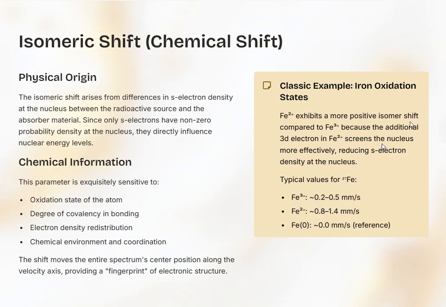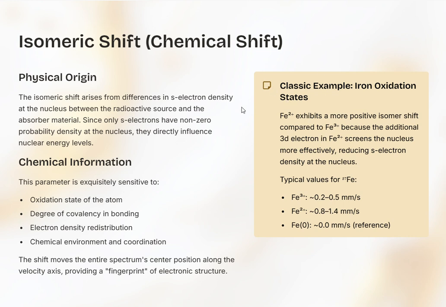According to that, we have given the typical values for iron 2 plus, iron 3 plus and iron 0. Iron 0 is used as a reference here. And why is this happening? Because iron 2 plus exhibits a more positive isomer shift compared to iron 3 plus, because of the additional d electron, the Fe2 plus screens the nucleus. The screening effect is actually the reason behind this concept. So that is the isomeric shift.